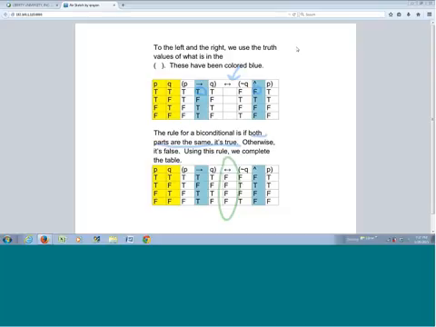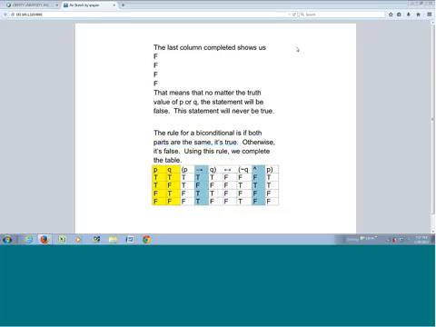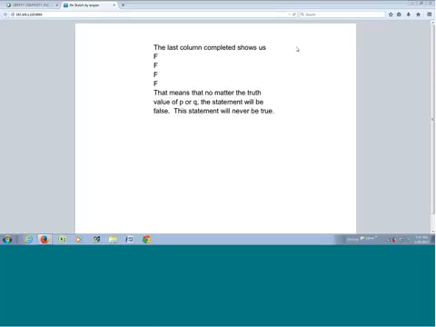So this tells me that no matter the truth values of P or Q, the statement will never be true. It will always be false. Kind of interesting.